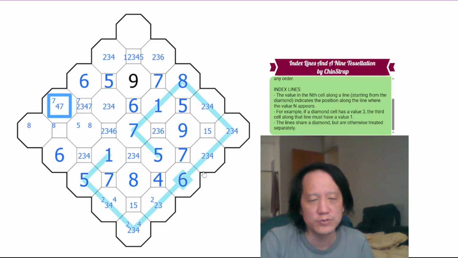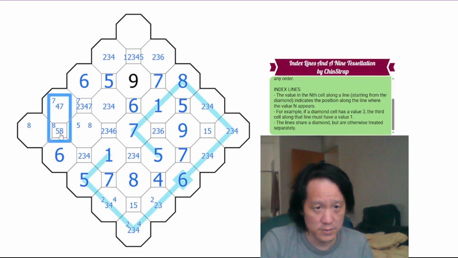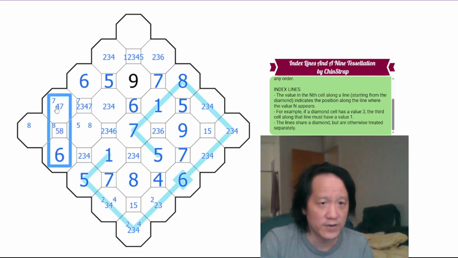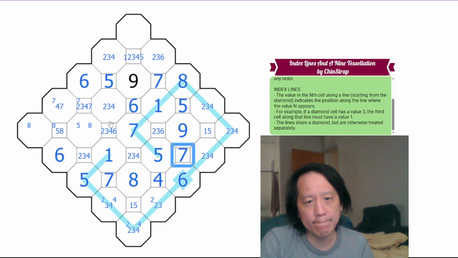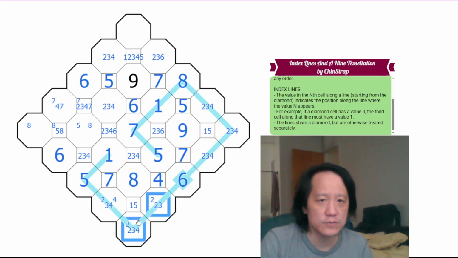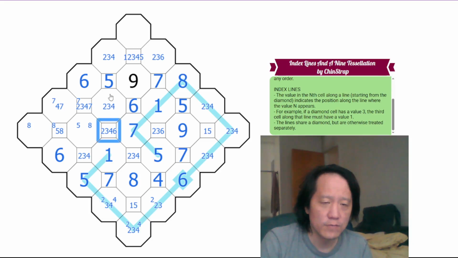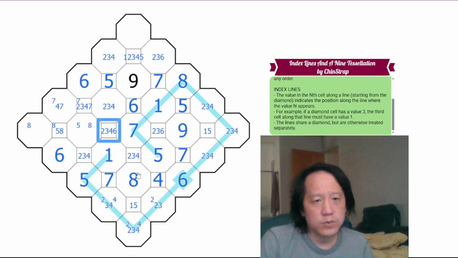Again, this cannot be 2 or 3. It's 4 or 7. This has to be 5 or 8 with it, because it's either 4, 5, 6, 5, 6, 7, or 6, 7, 8. Okay, so 2 is one of these two. Six cannot be any of these. So 6 is either here or here.